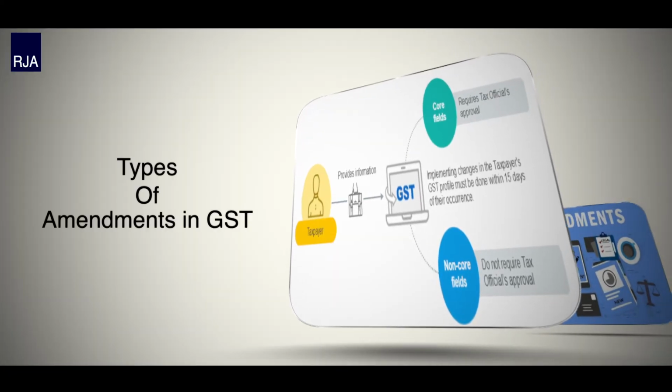Now, in order to amend any information post registration, the taxpayer would be required to file an application for the amendment of registration. Now, the application for amendment of registration can be of two types. One is the application for the amendment of core fields and the other one can be for the non-core fields.